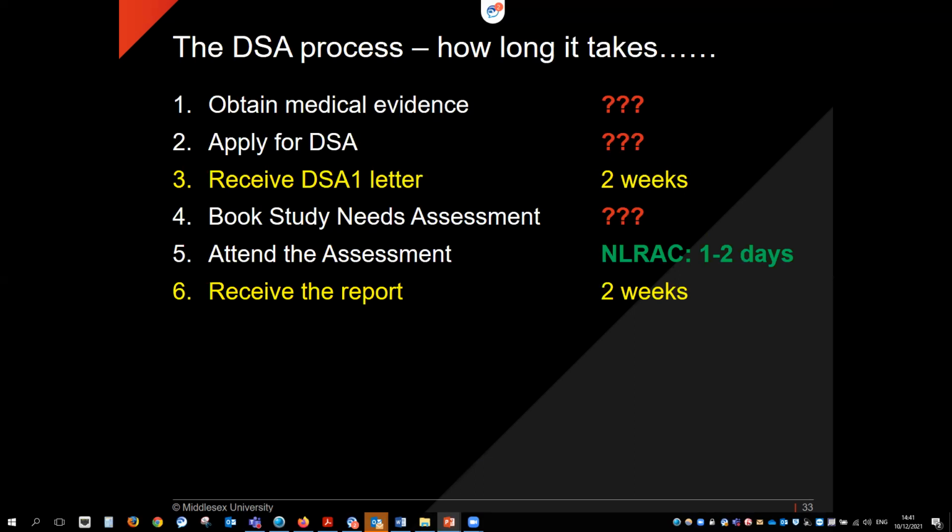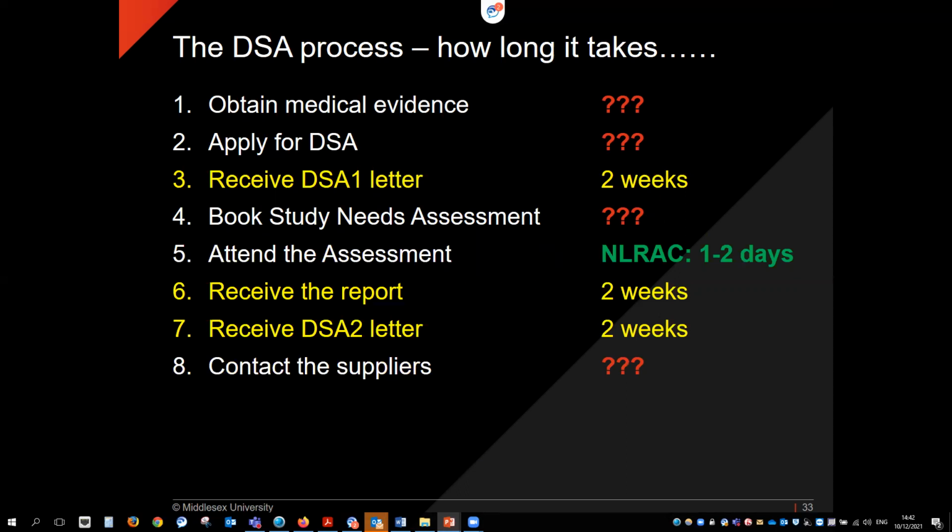To receive the support, again, usually takes 2 weeks, sometimes a lot less, like a week or even shorter. Receive the DSA letter with the approved support, it takes 2 weeks. And then contacting the suppliers, again, it depends when the student contacts the suppliers, it's out of our hands.